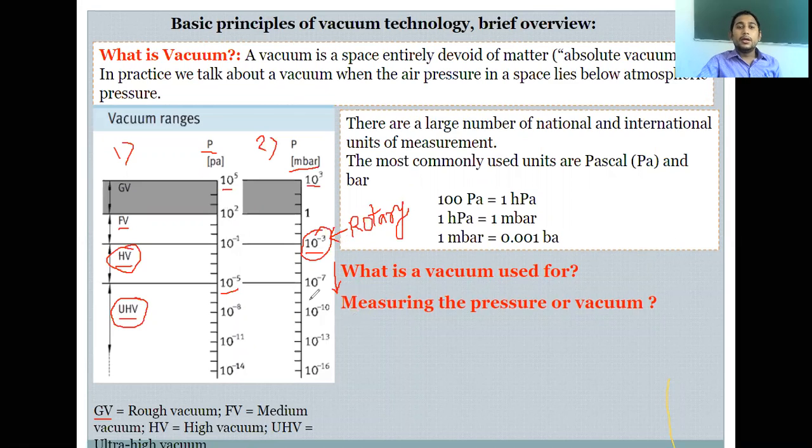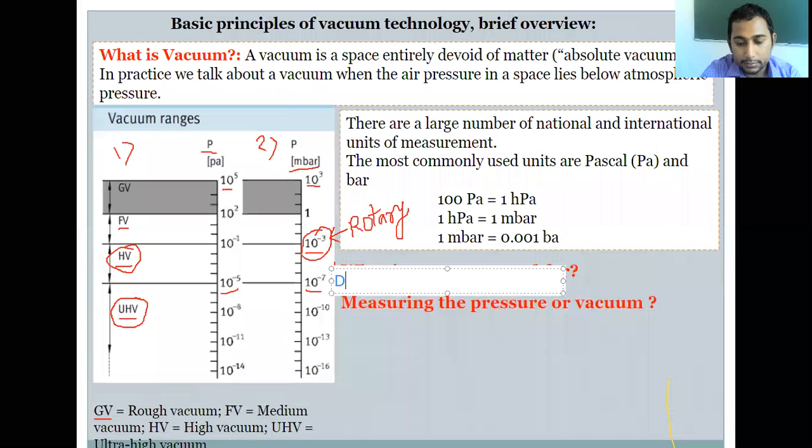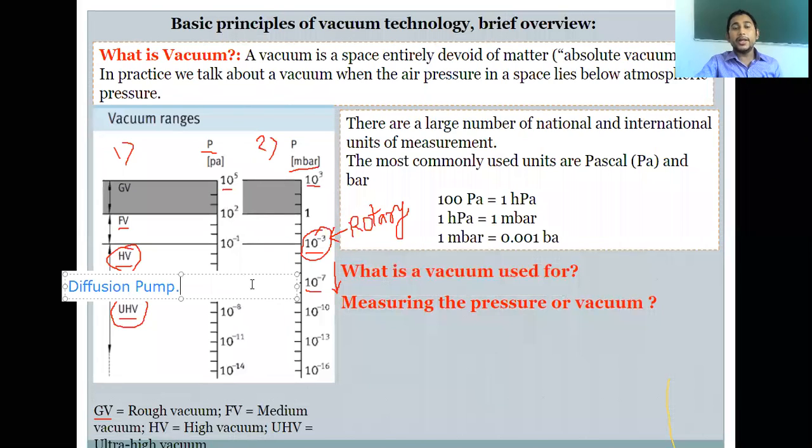If we need to create a 10 raised to minus 7 millibar vacuum, then a diffusion pump is required. This technique is used to create 10 raised to minus 7, or 10 raised to minus 6 millibar, or less than that.